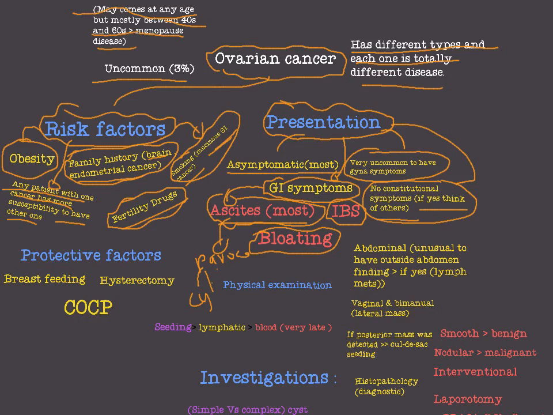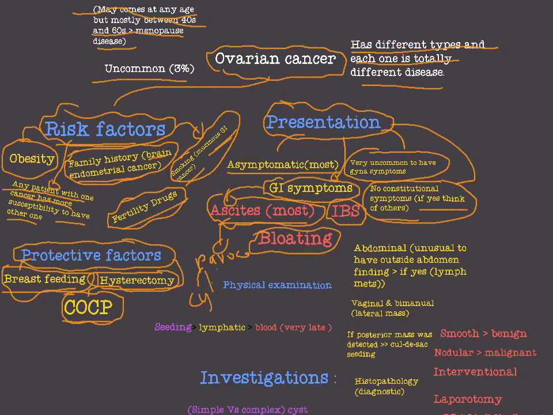What about the protective factors of ovarian cancer? We talked about risk factors: obesity, smoking, family history, other cancer, fertility drugs. What things can protect us from ovarian cancer? Breastfeeding is a protective factor. Combined oral contraceptive pills are a protective factor, and hysterectomy is also a protective factor. So breastfeeding, hysterectomy, and combined oral contraceptive pills are the protective factors.